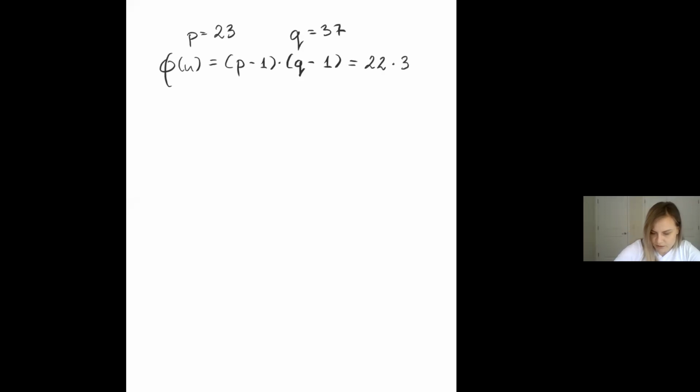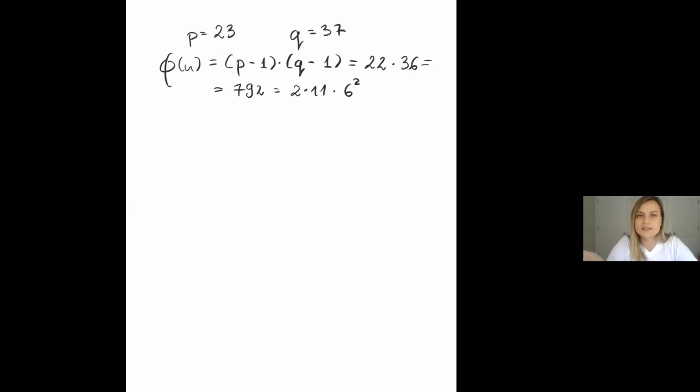Let's say that we have P and Q, some small numbers so it will be easy to compute. P is 23 and Q is 37. Then we compute phi of n as P minus 1 times Q minus 1. In our case, we have 22 times 36. That gives us 792, which can also be written as 2 times 11 times 6 squared.